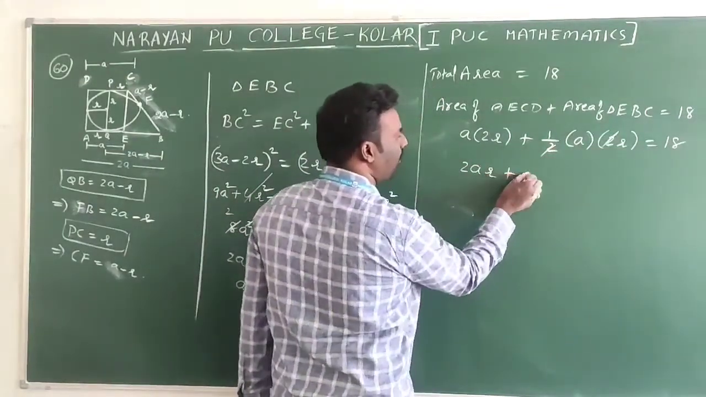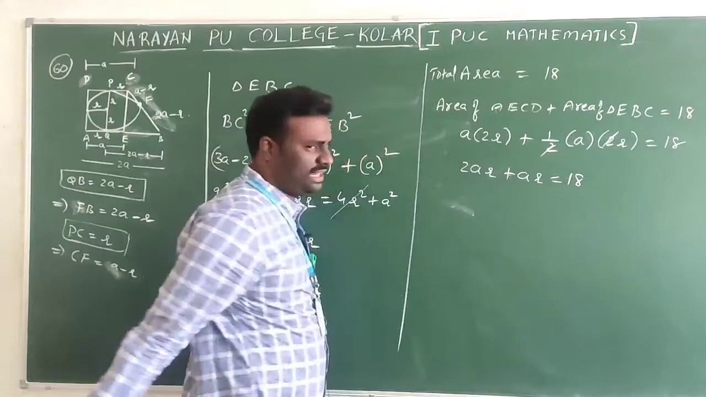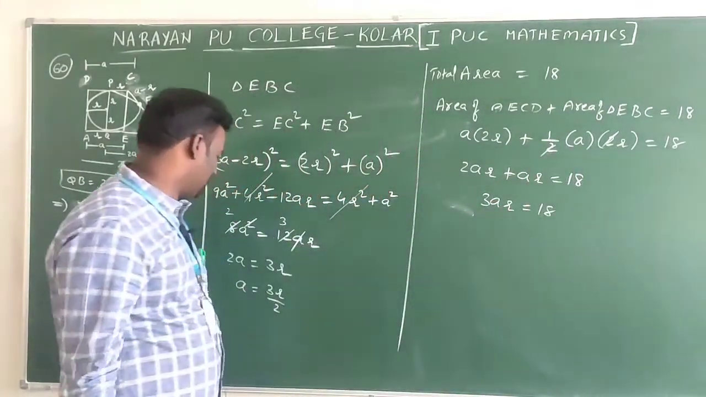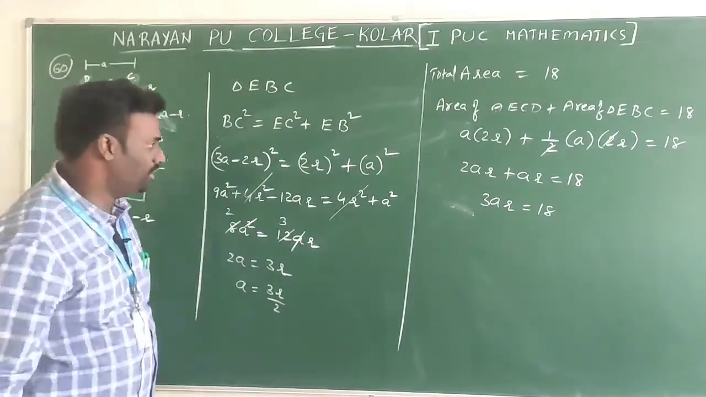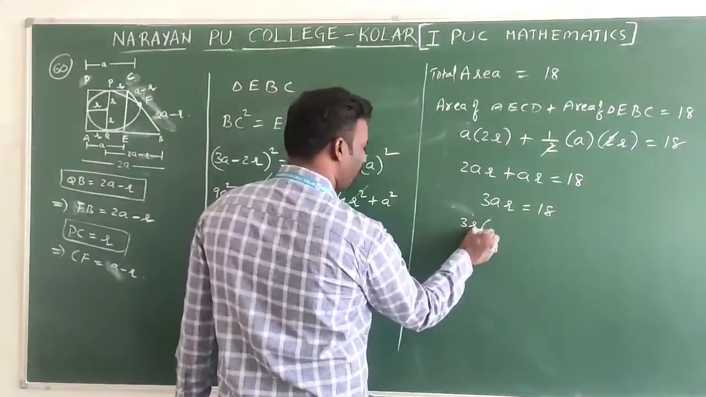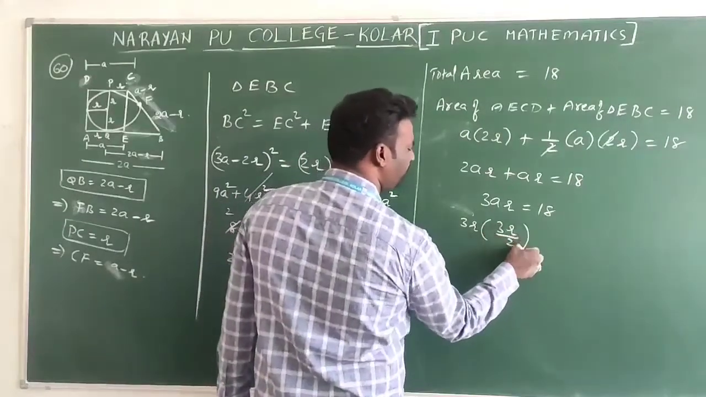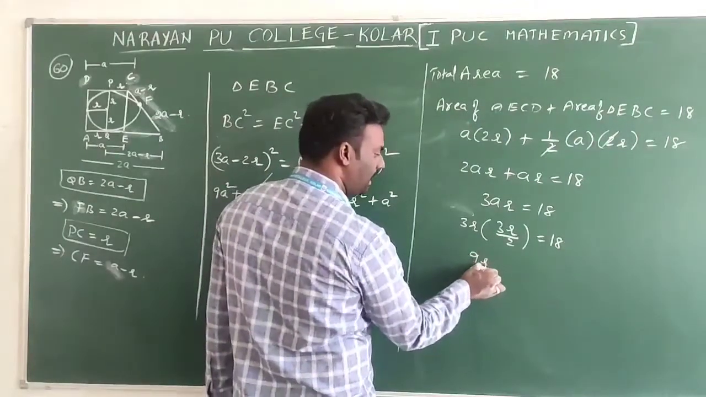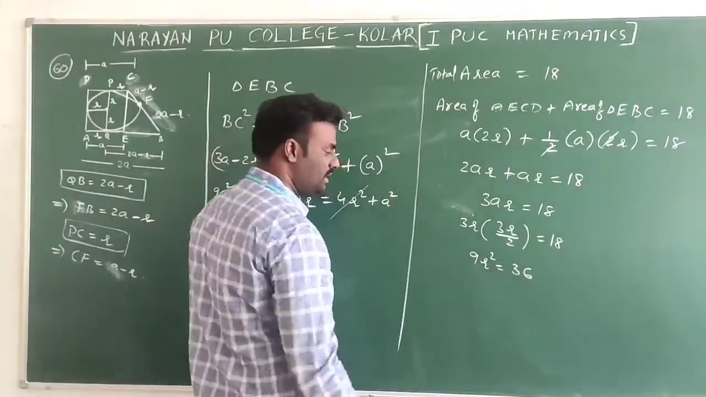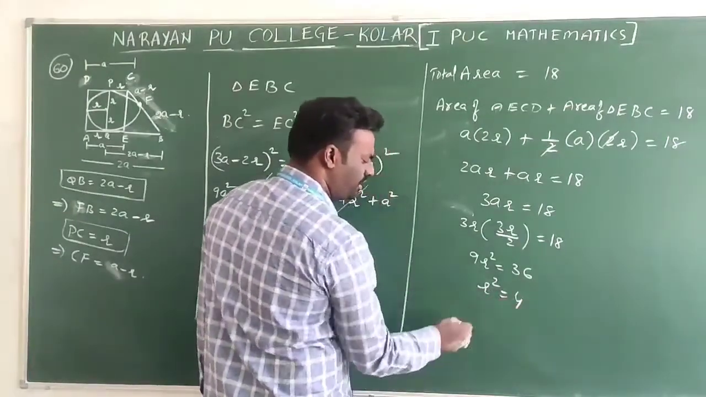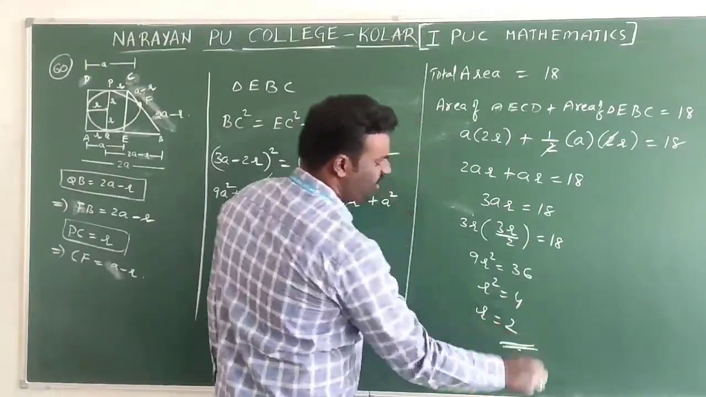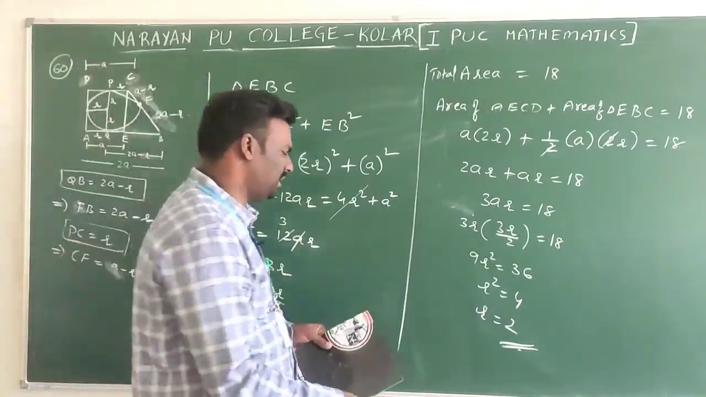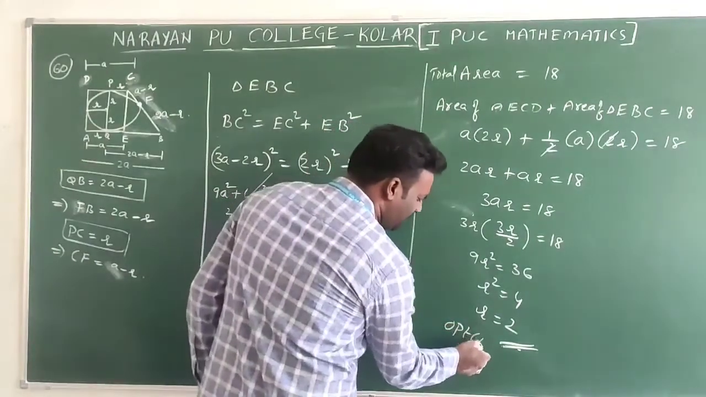2AR plus AR is equal to 18. Now 3AR is equal to 18. Already we know the A value, 3R by 2, so that equals 18. That is nothing but 9R square is equal to 36. R square equals 4 and R equals 2. So finally we got the radius of this wheel is 2, that is option B, the correct answer.